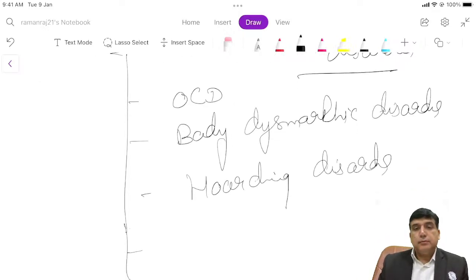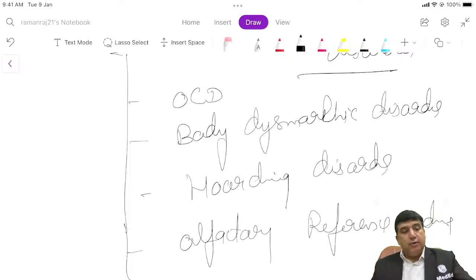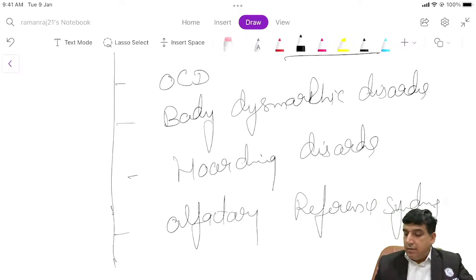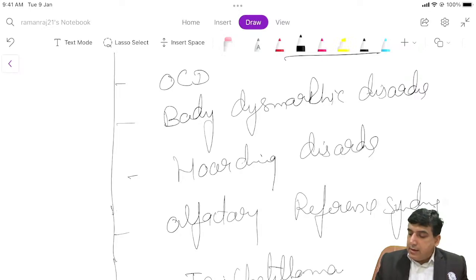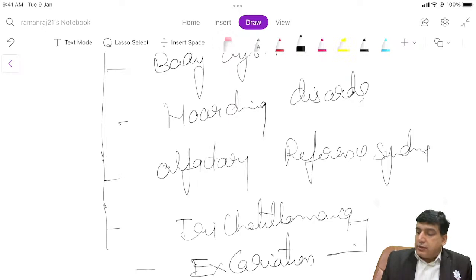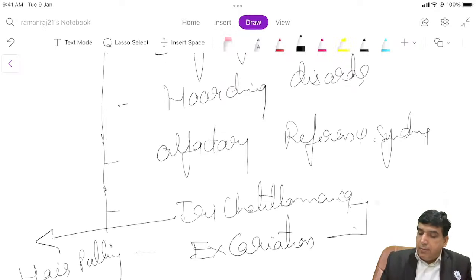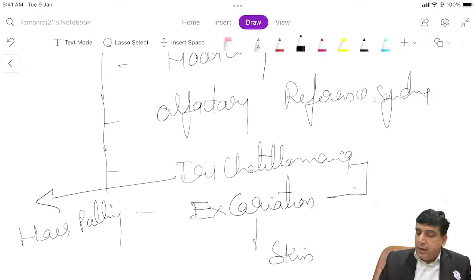Okay, we have olfactory reference syndrome, and we have trichotillomania and excoriation. Yeah, these are repetitive body-focused repetitive disorders, as we call them. Trichotillomania is repetitive hair pulling, and excoriation is repetitive skin picking.